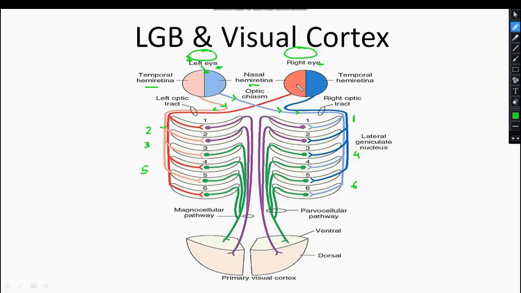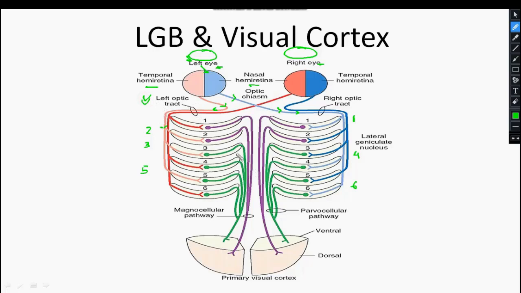Similarly, the retina of the other side of the eye, the nasal one, is now contralateral. Here we can see that together they form the optic tract, which we have already seen.